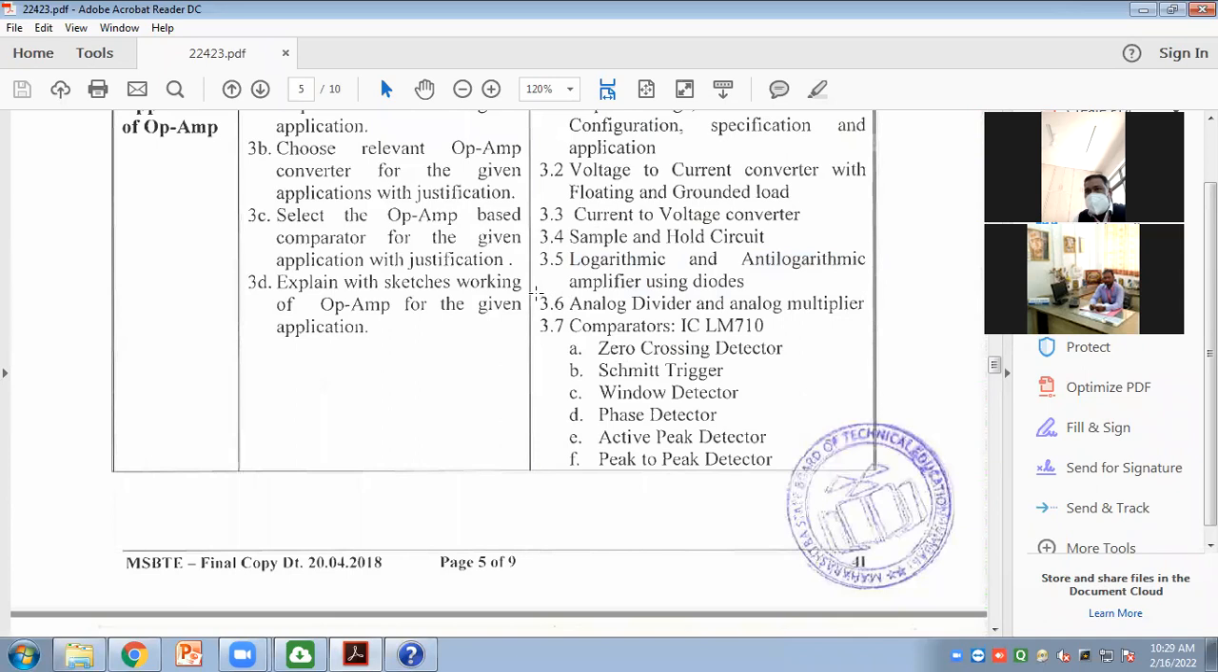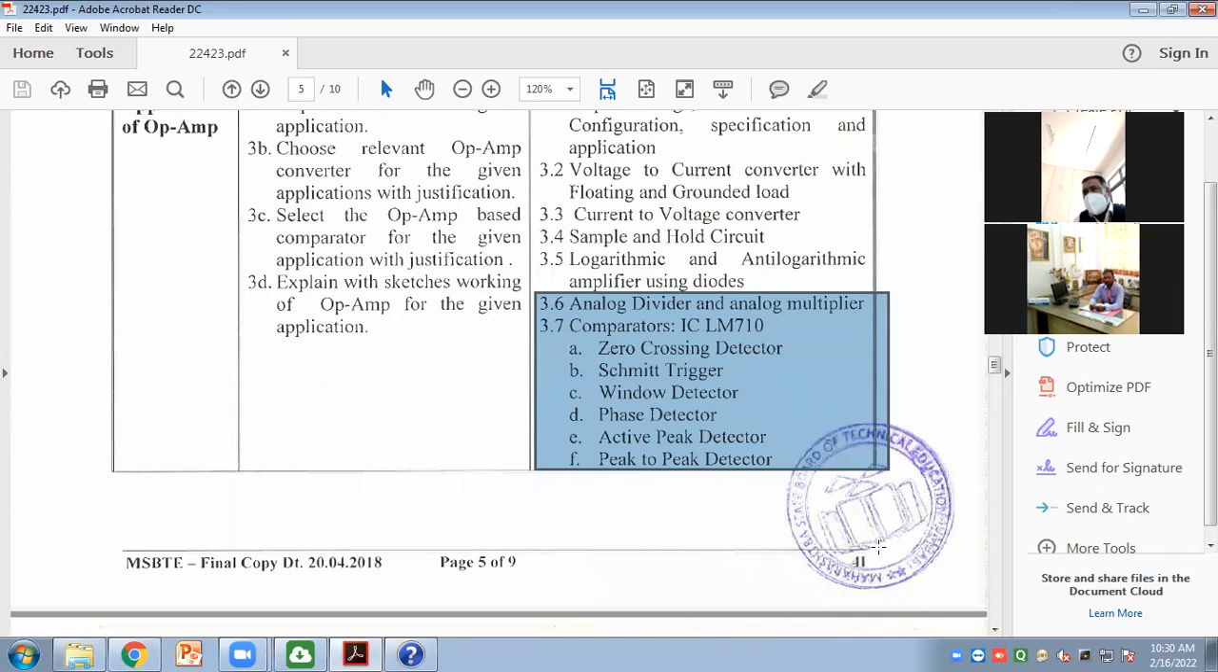Then the next point we are going to see is the analog divider and analog multiplier. It is able to divide two numbers. Also, it is able to multiply two particular numbers. So how to multiply the numbers and how to divide the numbers, we can do by using IC741.